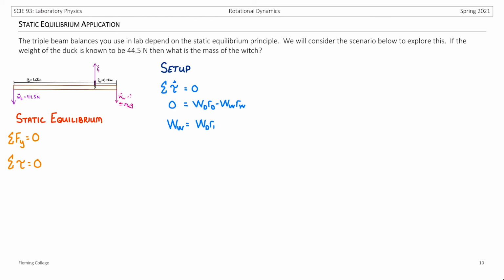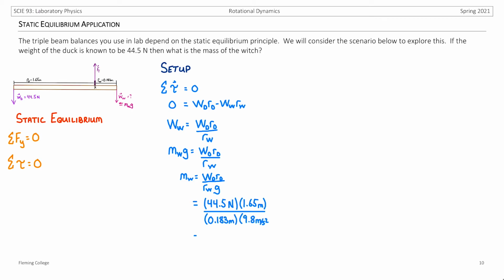We can rearrange and substitute for the weight of the witch, and again do a little bit more algebra to isolate the mass of the witch, substituting our values that we know and calculating for 40.94178 kilograms, which, considering significant digits, would be equal to 40.9 kilograms.